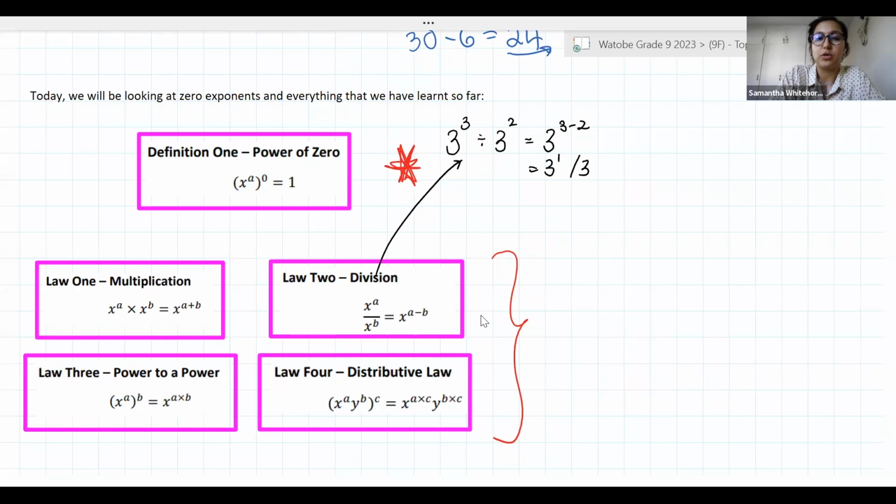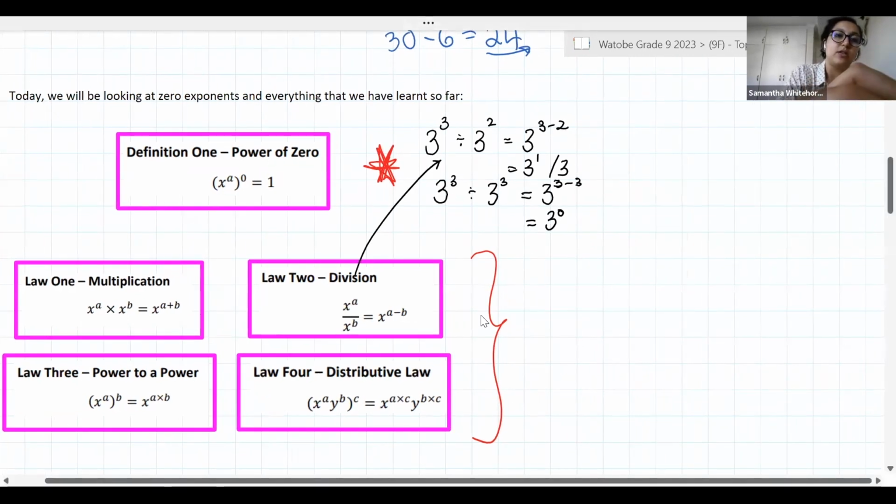And this is now where we get to our zero exponent law. So if we have a situation of, say, for example, 3 to the power 3 divided by 3 to the power 3, according to our division law, what we need to do is subtract the exponents, so 3 minus 3, and that gives me 3 to the power 0. But what we need to know is what does that actually mean?